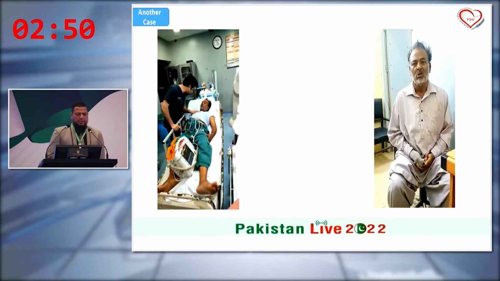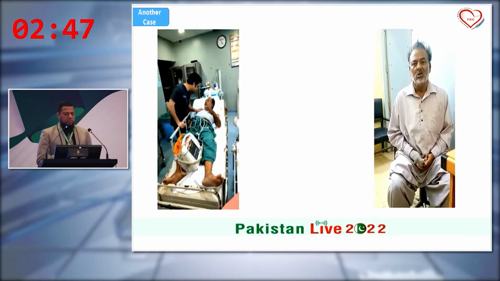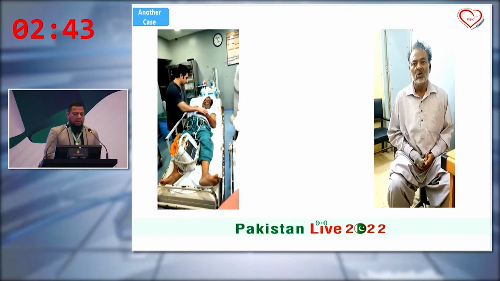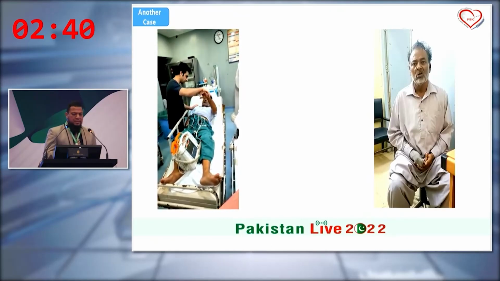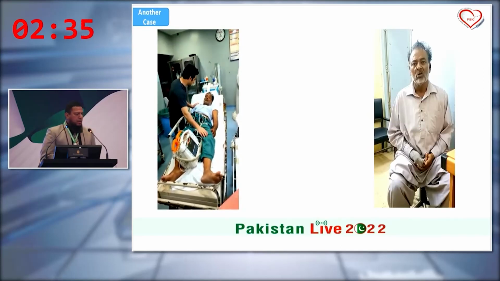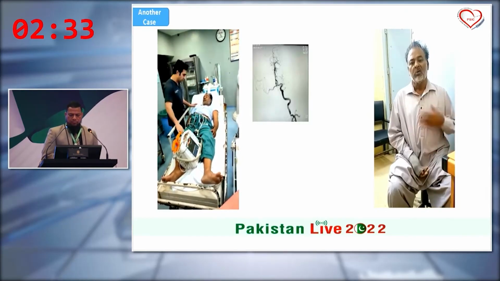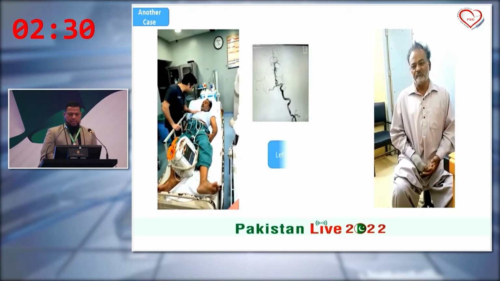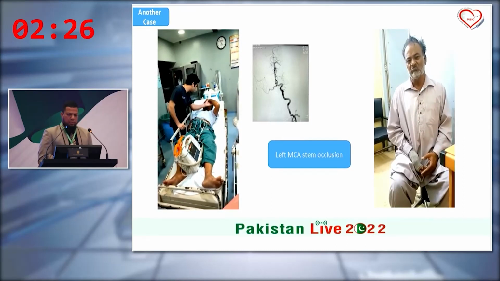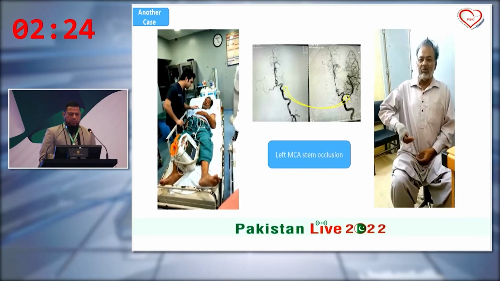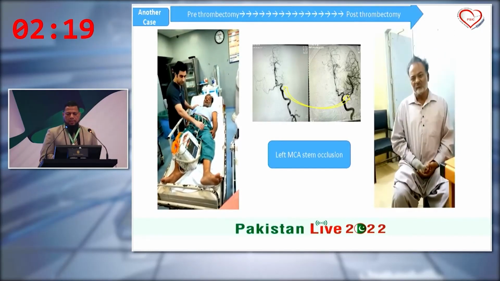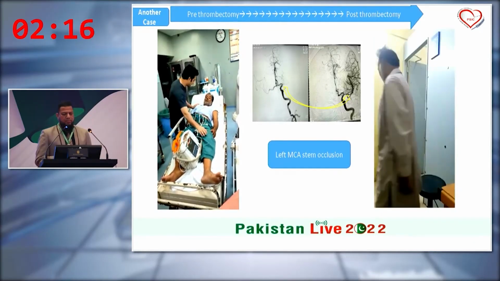Then there's another case, just a quick view of that. On the left-hand side, we can see the baseline presentation in the ER, and he presented with global aphasia, and he was unable to move his left arm and left leg. And that was the presentation in the cerebral angio. So left MCA was occluded, and then we performed the thrombectomy again with the help of the Solumbra technique. And this is the post result that we can appreciate over here.